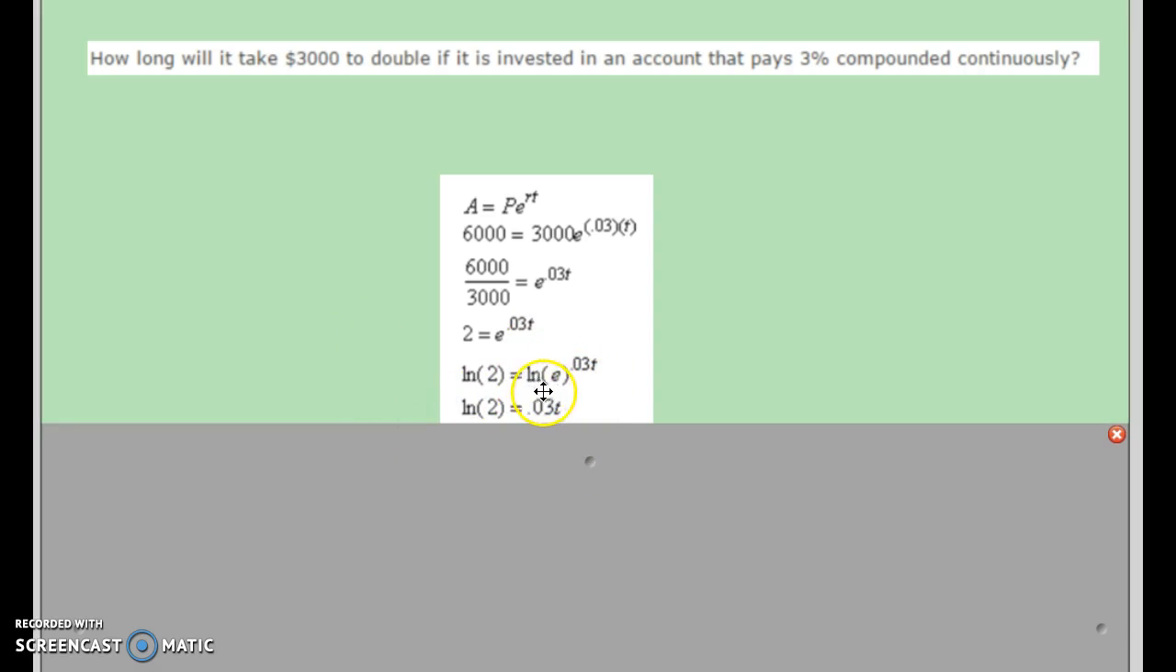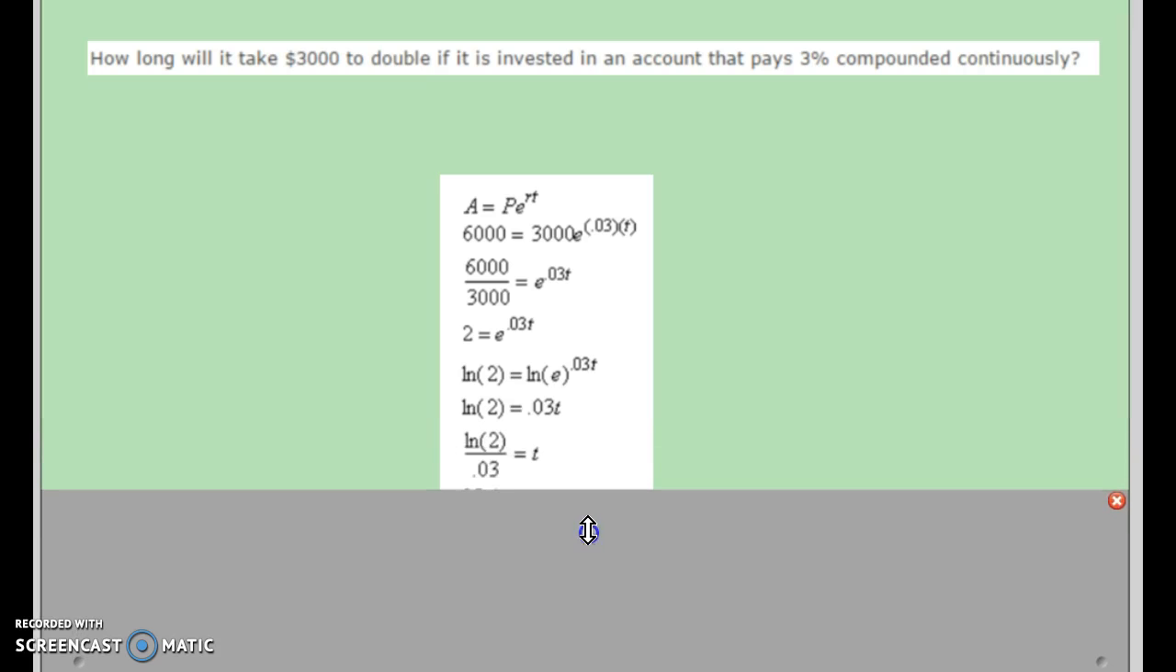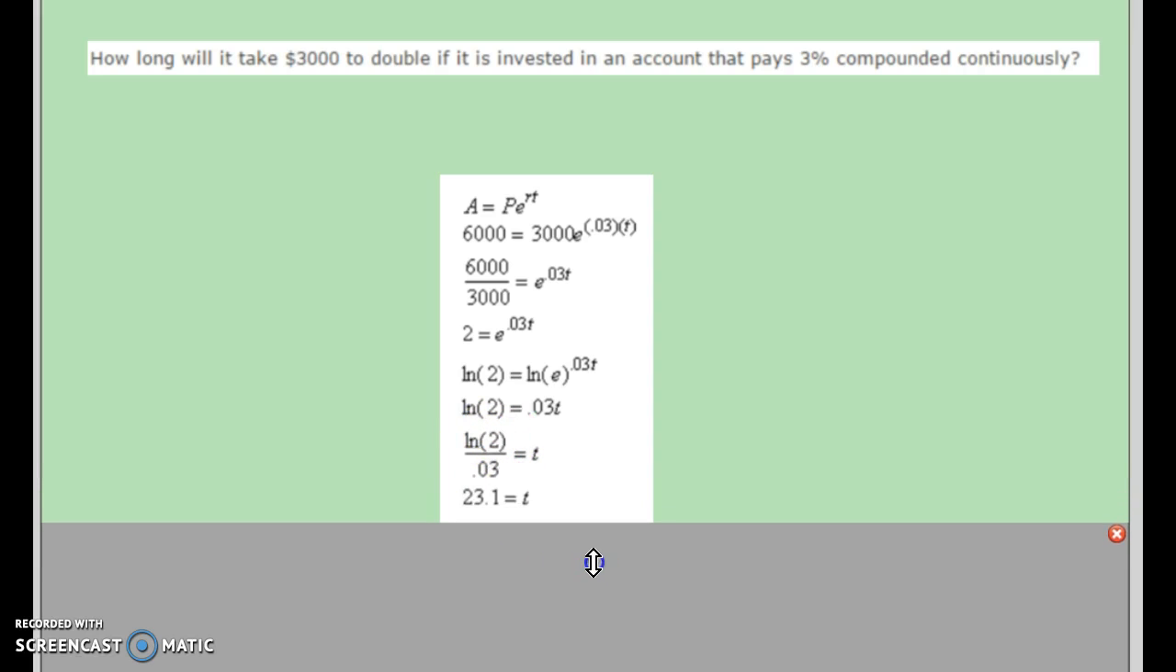So I know the natural log of e, since they're inverse operations, becomes 1, so I'm left with 0.03t equals the natural log of 2. Then to get t by itself, I just divide both sides by 0.03. So then in my calculator, I just find the natural log of 2 divided by 0.03, which gives me 23.1. So it'll take approximately 23 years for me to double my money in an account that pays 3%.